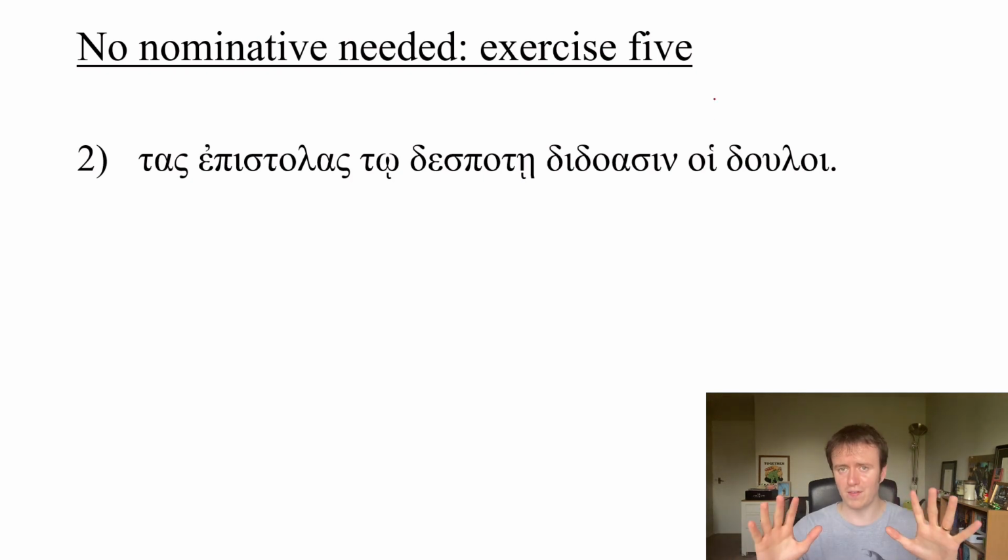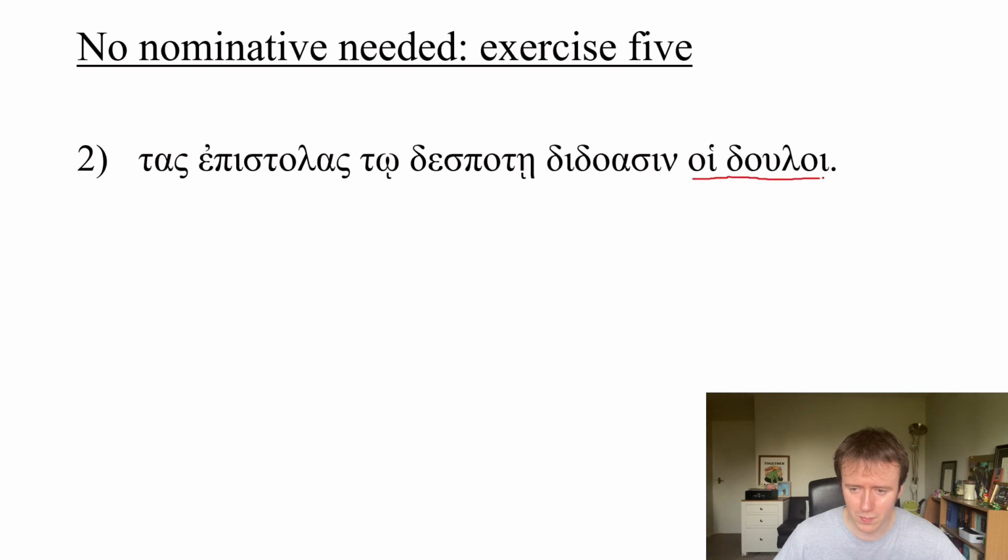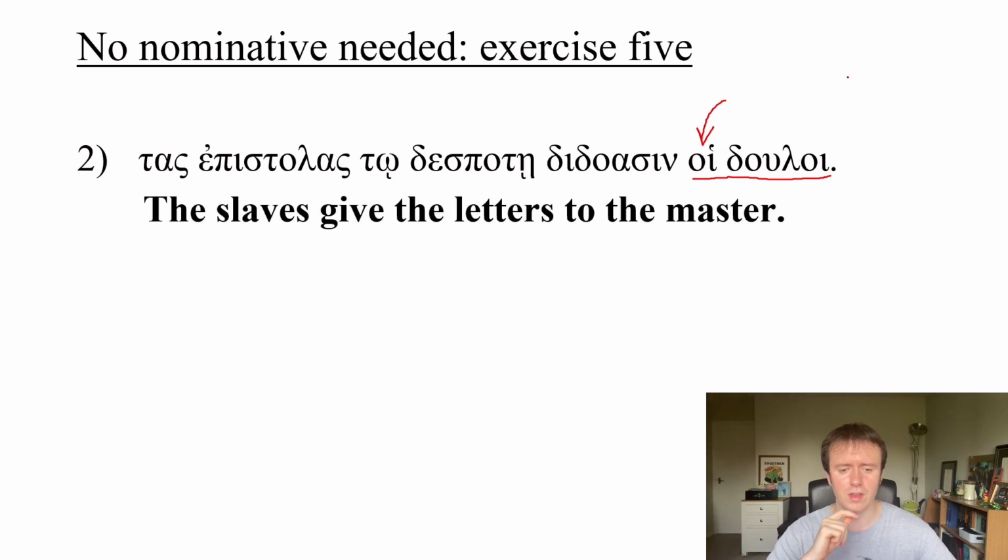Now you had to look carefully here, ladies and gentlemen, because you did in fact have a nominative noun. At the end, you had this phrase hoiduloi, and hoi is masculine nominative plural. So that lets you know that the slaves are the subject. And you should have translated this sentence as the slaves give the letters to the master, or the slaves are giving the letters to the master.